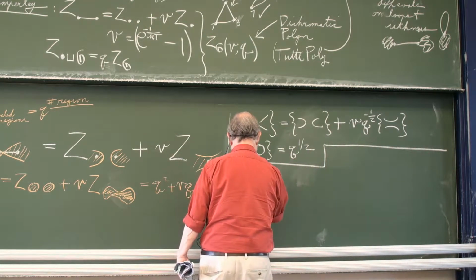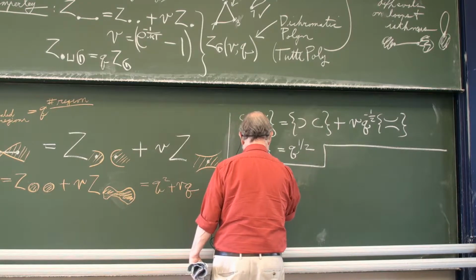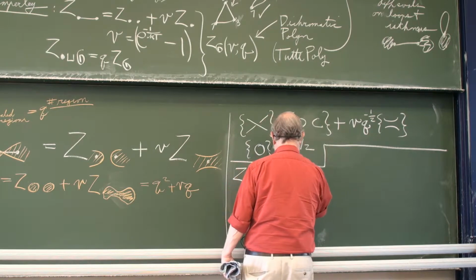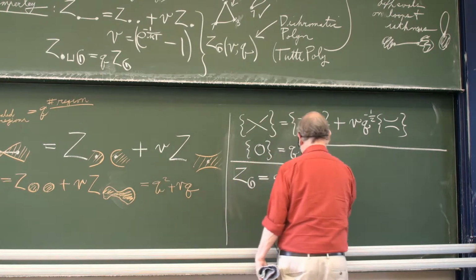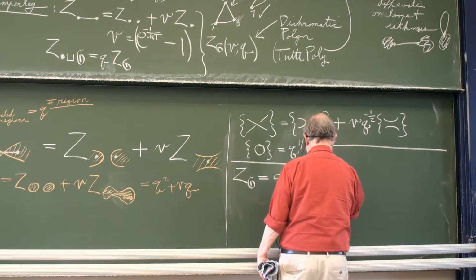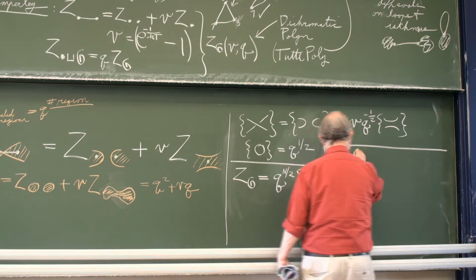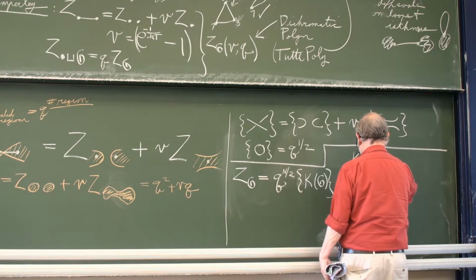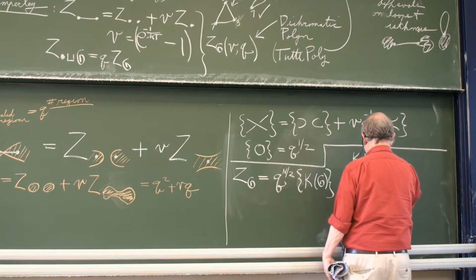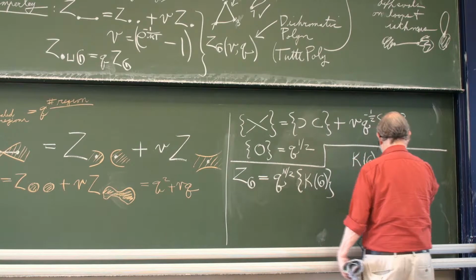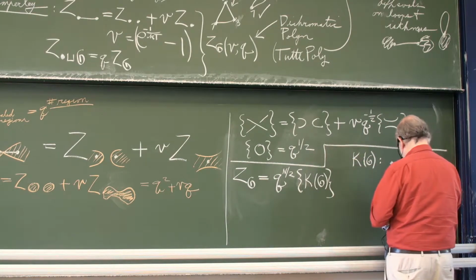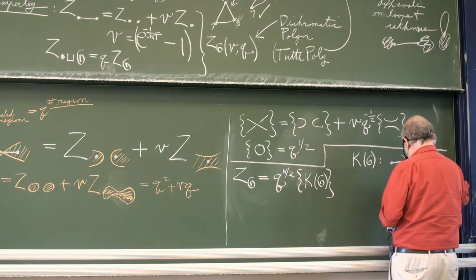Well, Z_G is going to be equal to q to the n over 2 times curly bracket K of G, where K of G is a knot diagram that's obtained in the following way. You form the medial construction, and then you put in crossings all of the same type, like that.